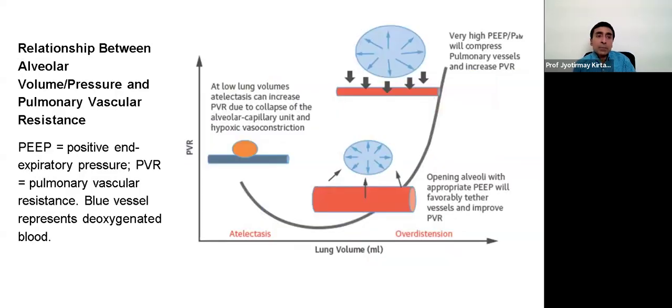So here is the relationship between the alveolar volume, the pressure, and the pulmonary vascular resistance, what I've just told. If you forget all those intricate terminology, just remember that in positive pressure ventilation, it squeezes and squashes the thin walled pulmonary vessels. So that causes a decrease in the caliber of the pulmonary vessels, causing the pulmonary vascular resistance to go up.